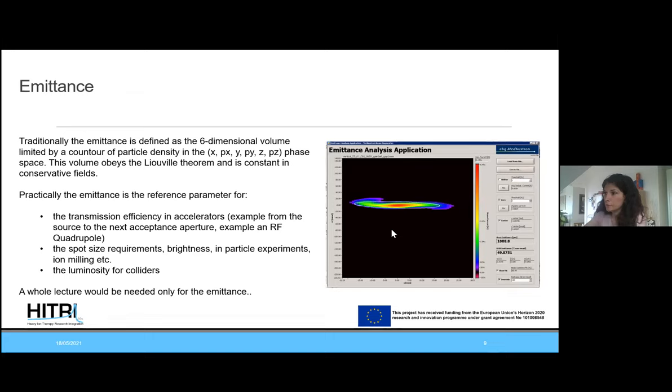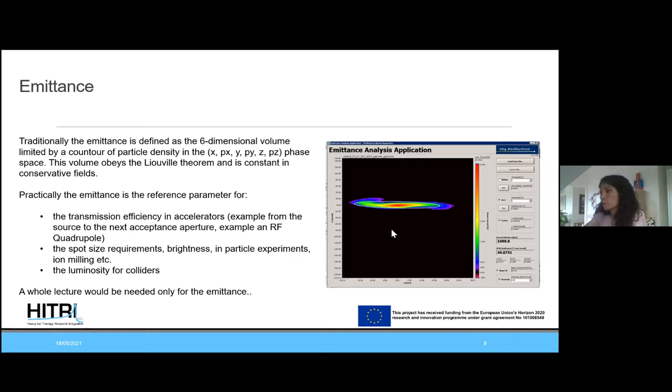But since this was already tackled a bit by Marius, I thought I would give you a more real example. For the ion source, of course, the emittance is a very important parameter and always needs to be measured to characterize our ion source. Why is it important? In our case, for the transmission efficiency further in the accelerator, but also in general for the spot size requirement, for the brightness in particle experiments or ion milling, and for the luminosity for colliders.